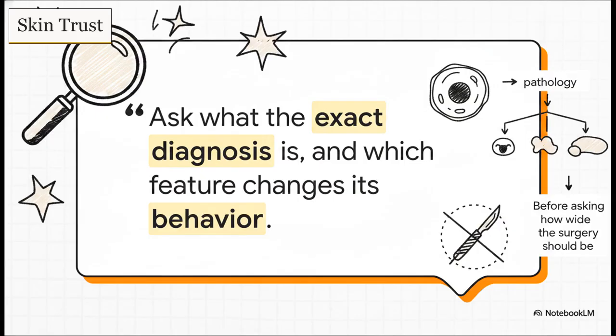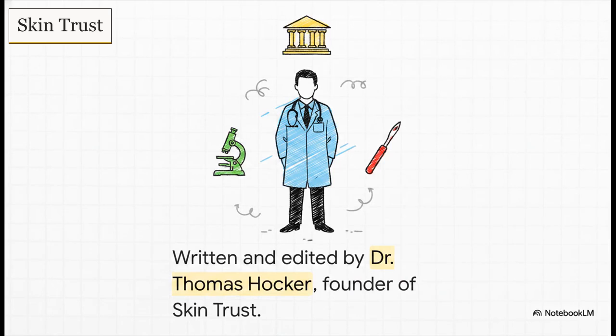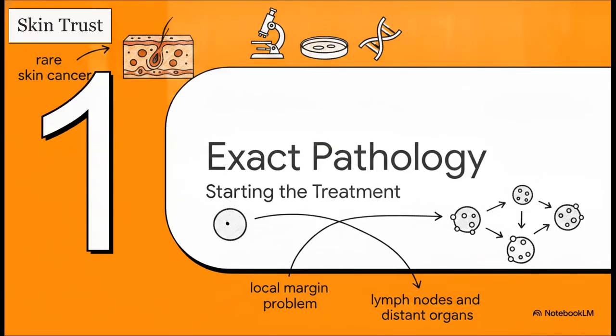Let's set the foundation here. Getting that exact pathology diagnosis and understanding its specific features is literally the thing that completely dictates your entire treatment plan. This explainer was written and edited by Dr. Thomas Hocker, a triple board-certified Harvard and Mayo Clinic-trained dermatologist, Mohs surgeon, and dermatopathologist. All right, Section 1, start with exact pathology.